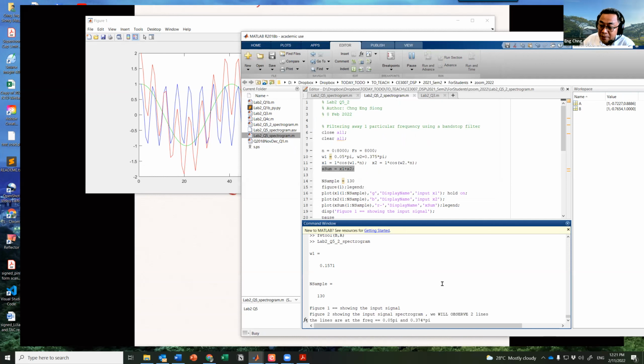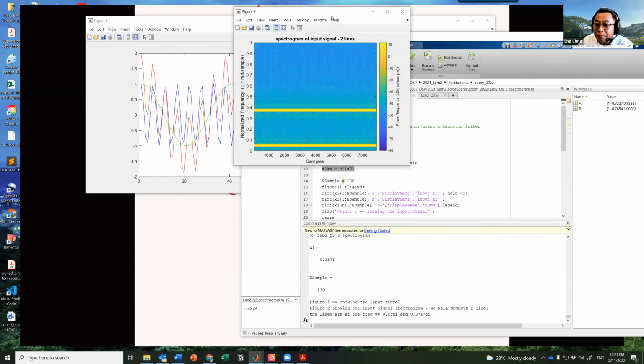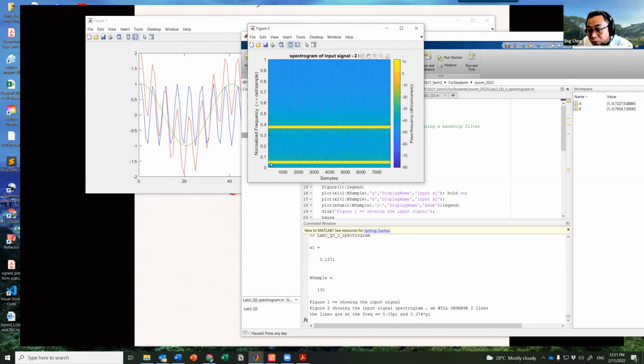Now, what else do I want to show you? I'm passing through my filter. In my spectrogram, I have 0.05 pi, one line. 0.375, one line. The rest is blue. So my spectrogram shows I have two signals.